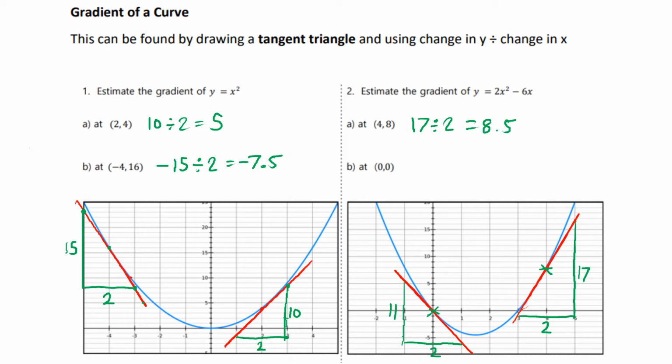I also know, again, from A level, that it would be, what would it be? It would be about 8. So yeah, that's a pretty good estimate. And then same for 0, 0. I've got 11 divided by 2, but it's going downhill, so I make that negative and get minus 5.5. Again, I know from A level that should be minus 6, so I forgot my minus sign. So that's another good estimate.